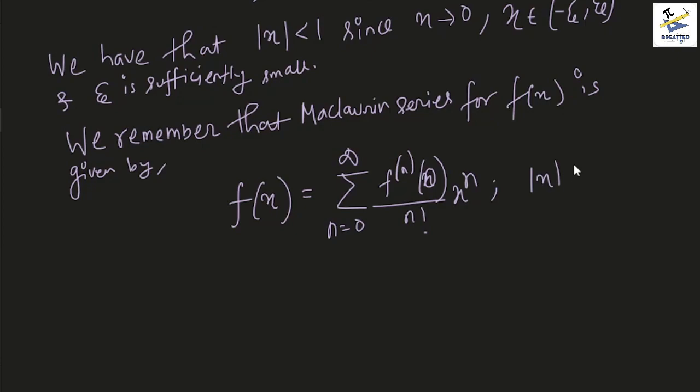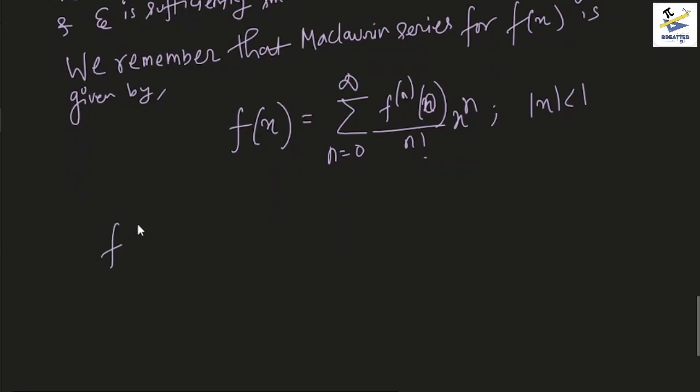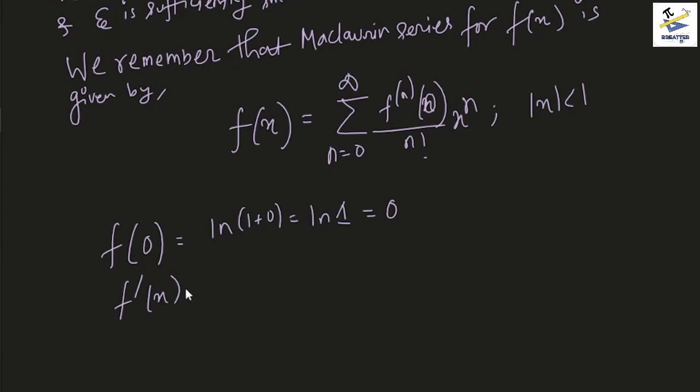And here we have mod x less than 1, since we are trying to find it for logarithm of 1 plus x, which is only defined for minus 1 less than x less than 1. Okay, so the only term we need to find is the nth derivative at the point 0. So let us begin and try to see what happens. So firstly, f of 0 should be ln of 1 plus 0, which is ln of 1, which is 0. So the 0th term is 0. Okay, f dashed x in fact would be 1 by 1 plus x, and this would mean f dashed 0 should be 1, right?